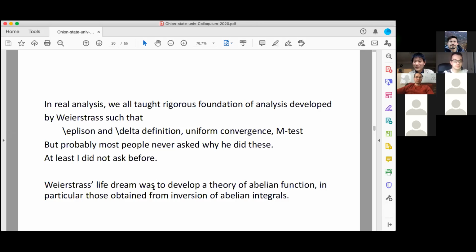Why? Now, Weierstrass' life dream was to develop a theory of abelian functions, in particular those obtained from the inversion of abelian integrals. That's his life dream. Okay, let me quote two things to support my statement.